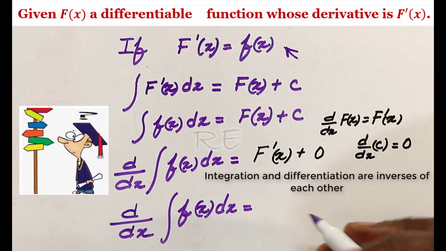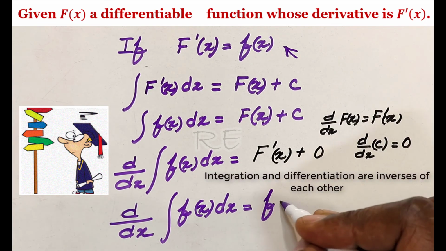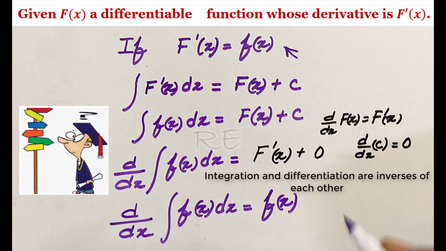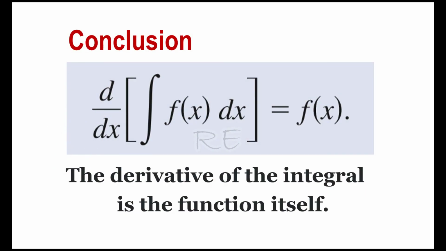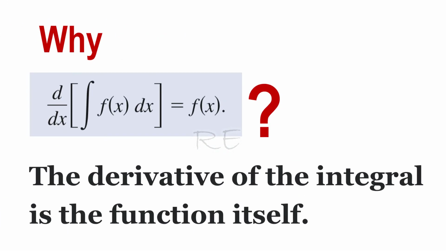Now, the derivative of the antiderivative of f of x dx is equal to, well, it's equal to f of x, the original function. Play the tape again if you did not understand it the first time.